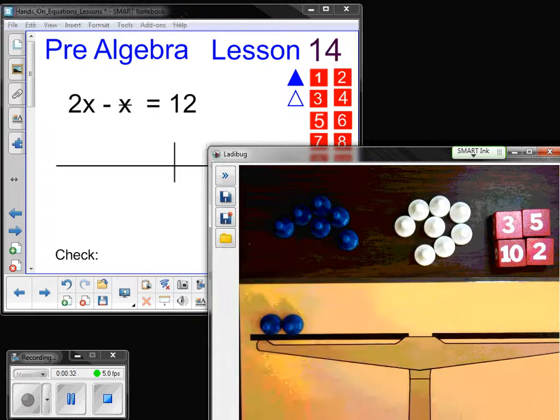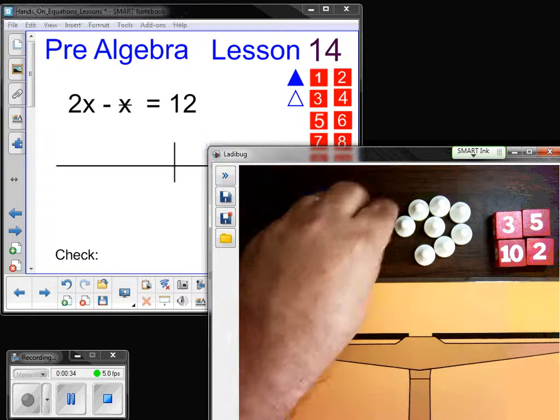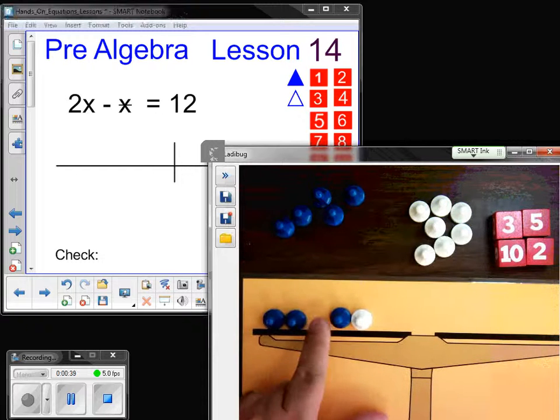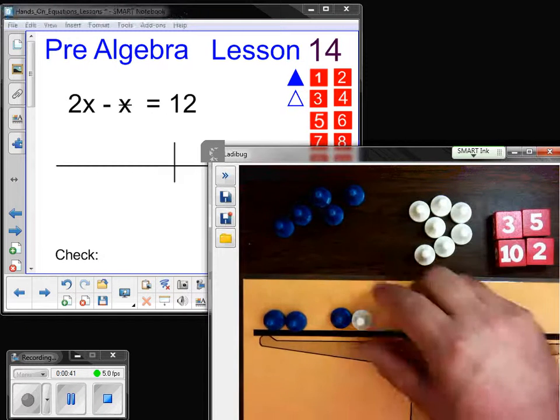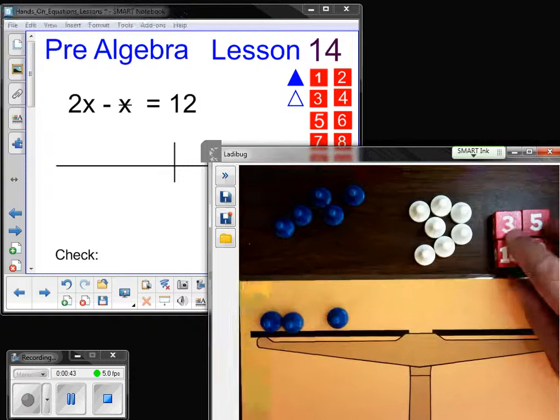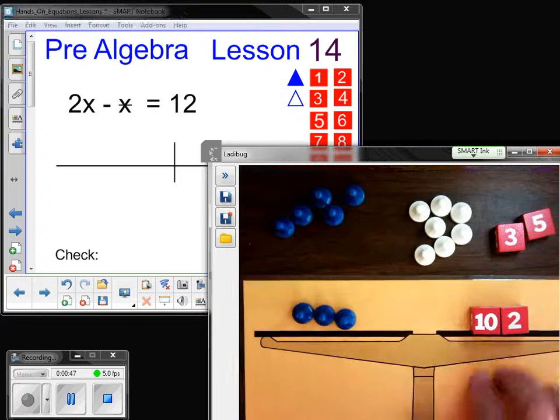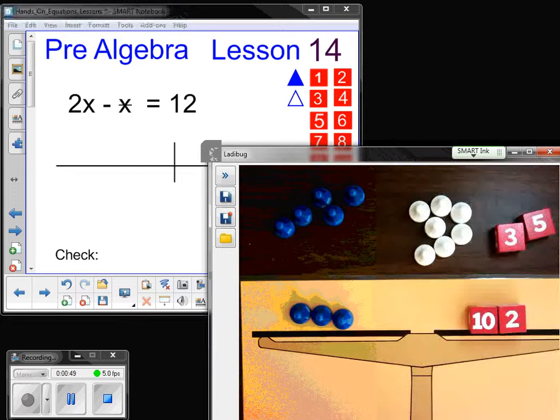The only way to get a star on there is to make sure I add a 0. So that's an x and a star. So this x and star together give me the 0. Now I can take away the star, and I can have 12 on the other side. So I have 3 x's equaling 12. That tells me x is 4.